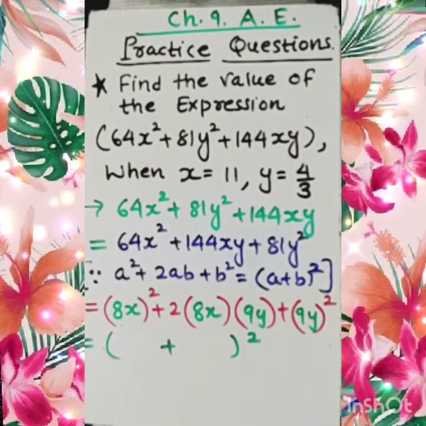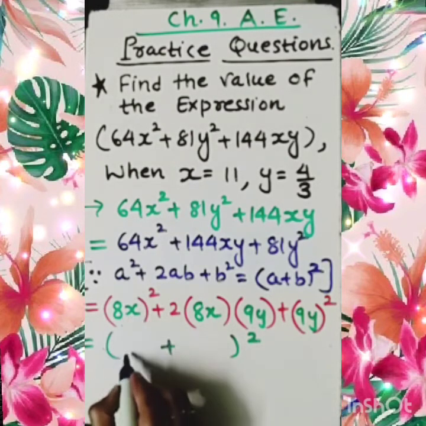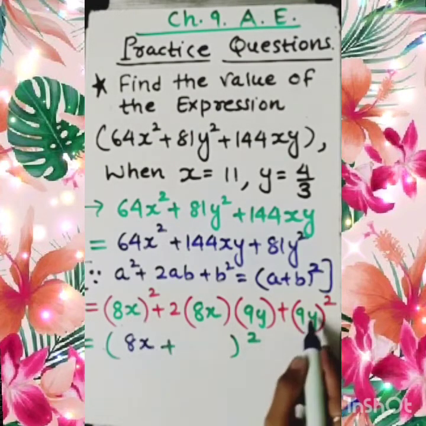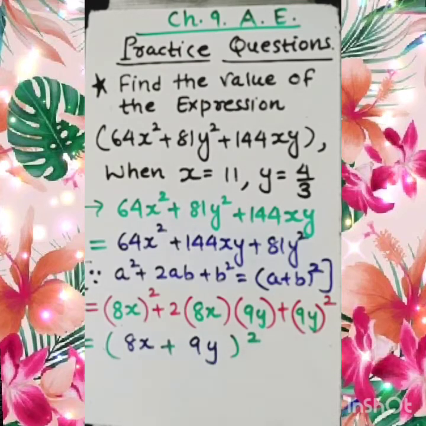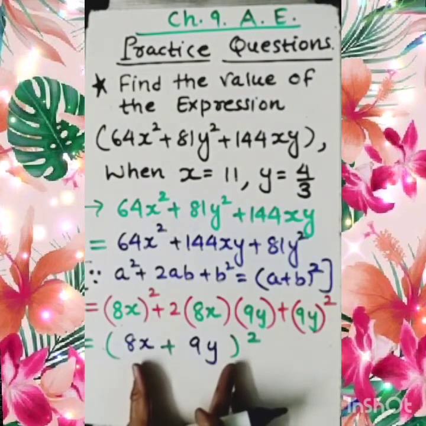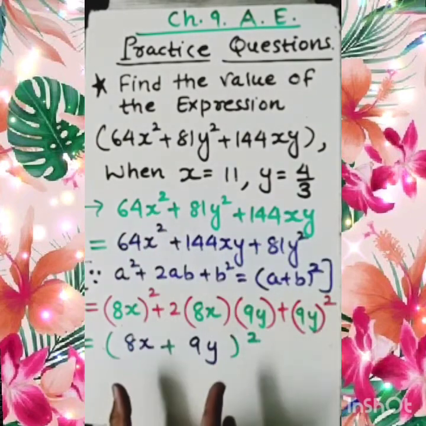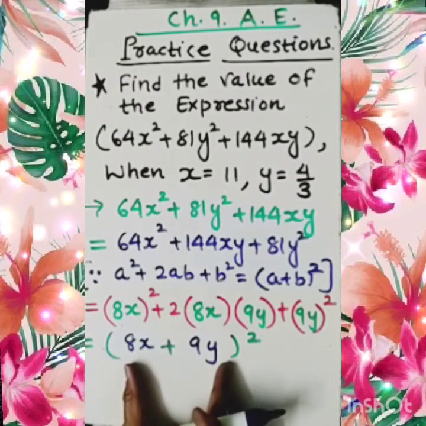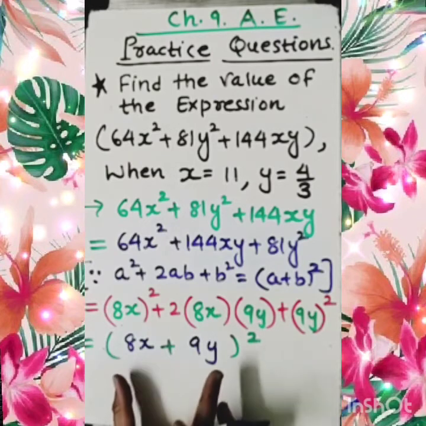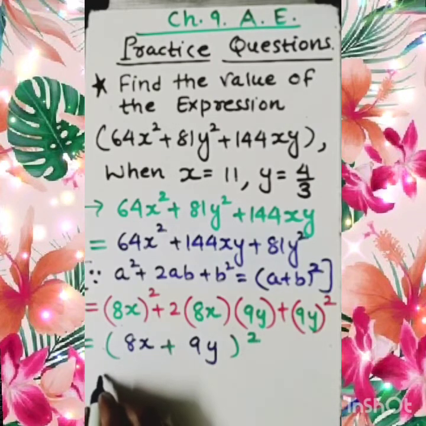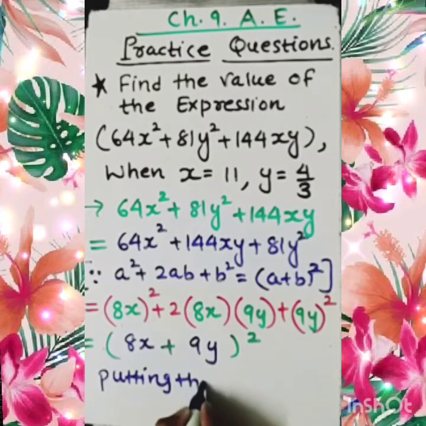Right. So what is a here? Observe, a is 8x. What is b? b is 9y. So 8x plus 9y whole square. Right. Now we need to put the value. This is the simplification from expanded form to simplest form. I have brought it in the squaring form. Now here we need to write, putting the value.